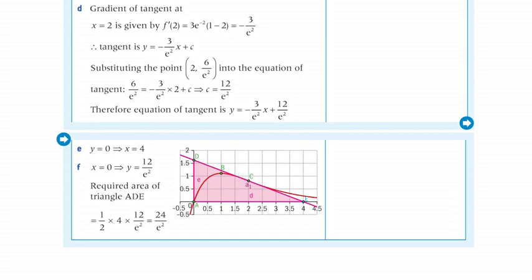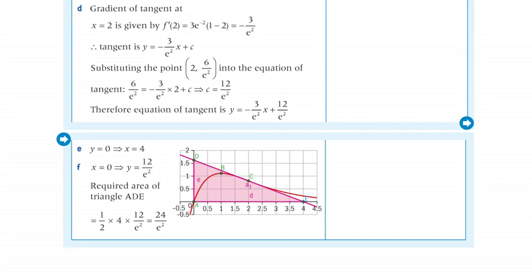E. At the x-axis, we know that y equals 0. 0 equals negative 3 divided by e squared multiplied by x plus 12 divided by e squared implies 3 divided by e squared multiplied by x equals 12 divided by e squared implies x equals 12 divided by e squared multiplied by e squared divided by 3 equals 4.